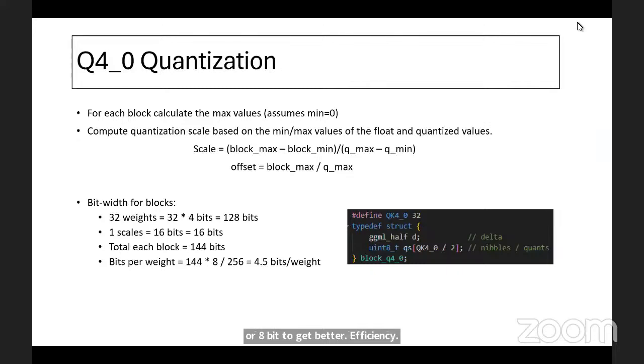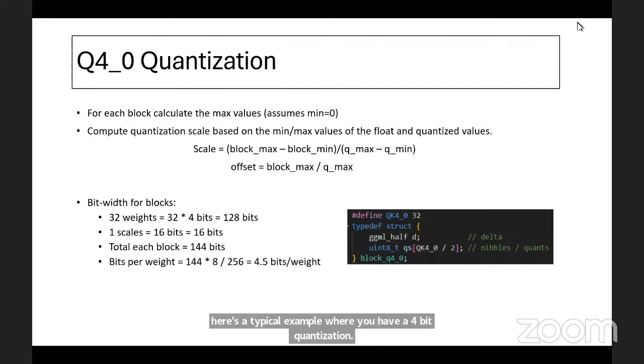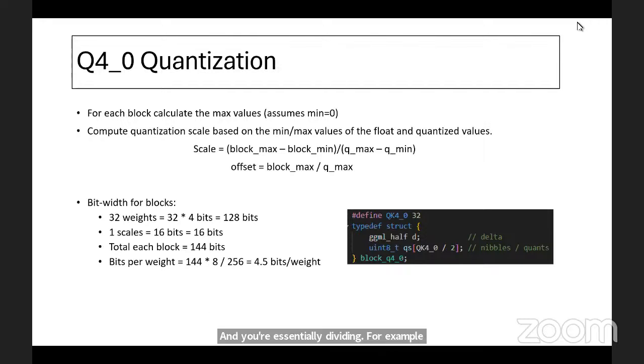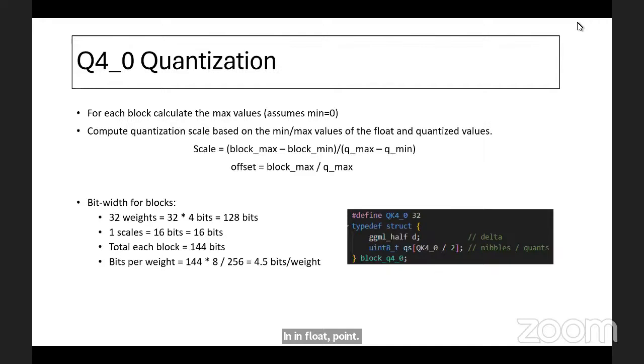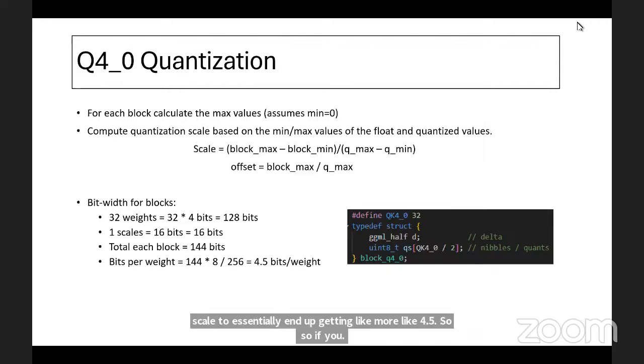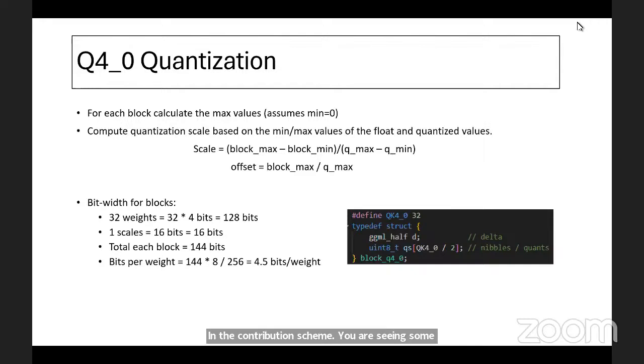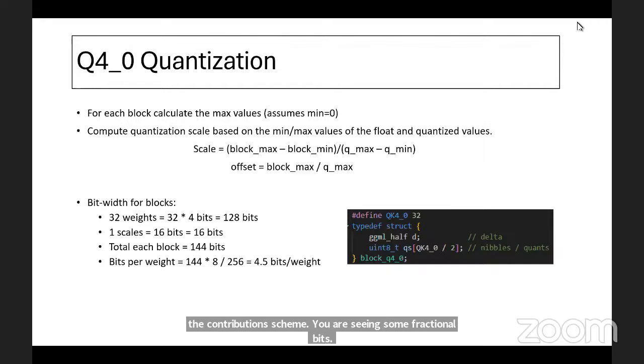Now, here's a typical example where you have 4-bit quantization and you're dividing, for example, into blocks of 256, and you have the overhead of saving the offset and the scale in floating point. What it means is that while you are using 4-bit for most of the weights, because of the overhead related to offset and scale, you end up getting more like 4.5-bit precision. So if you see some fractional bit support in a quantization scheme, that's probably because of the overhead from this block quantization.